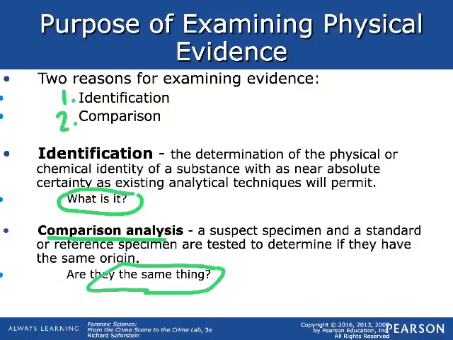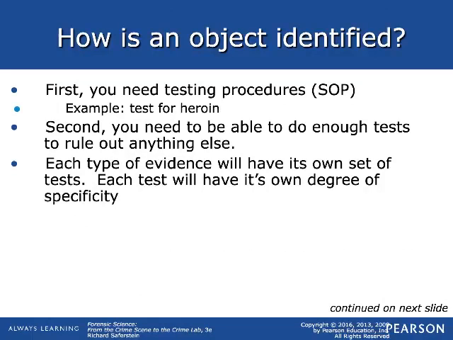Do they match? Okay, so how's an object identified? It's pretty logical if you think about it, but we have it all written out here. So first you need testing procedures. An example would be if you have a powdery substance and you think it might be heroin. Then you need a test for heroin, and you need to be able to do enough tests to rule out anything else that it could possibly be.